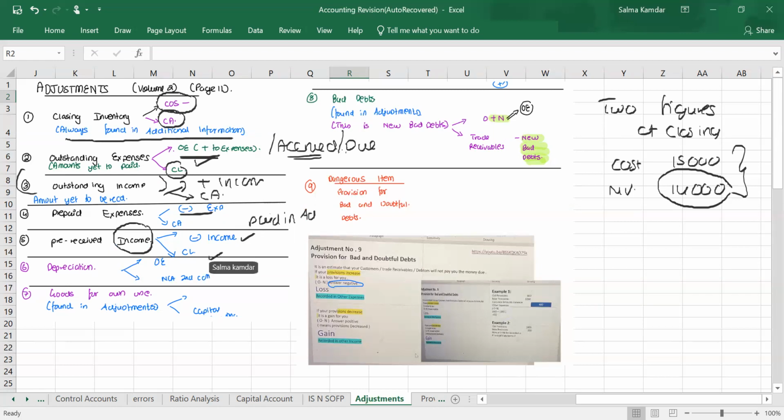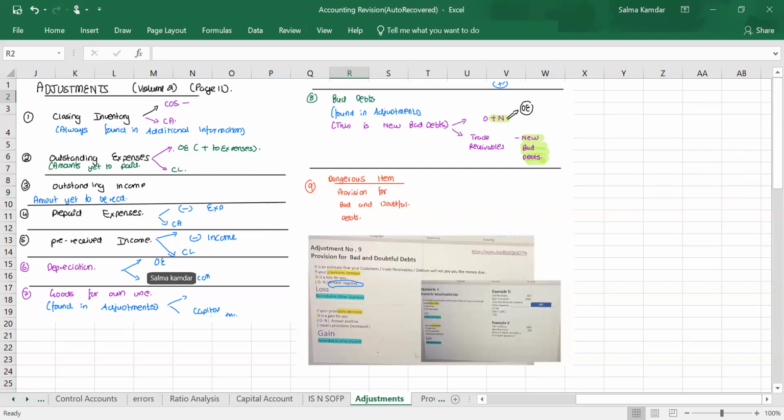Depreciation. It goes in the income statement, in other expenses, and in the balance sheet, in the non-current assets. Add it in the NCA second column.